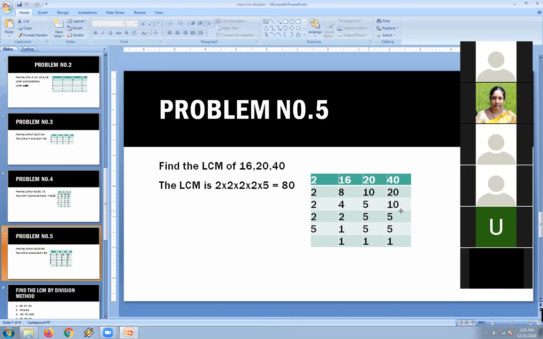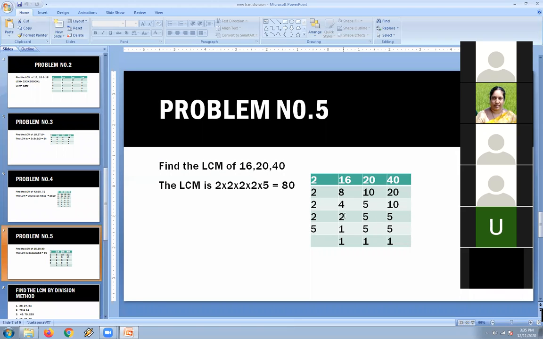4 and 10 are not prime numbers, they can be divided further, but 5 is a prime number. It has to be divided by the same number. Again, we divide this 4, 5 and 10 by 2. 2 2s are 4. 5 will not be divided, it stays as it is. 2 5s are 10. Then these are the prime numbers, 5 and 2.